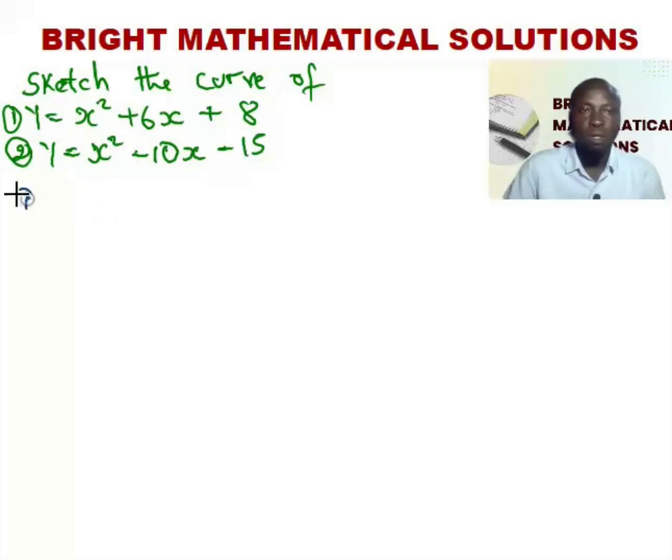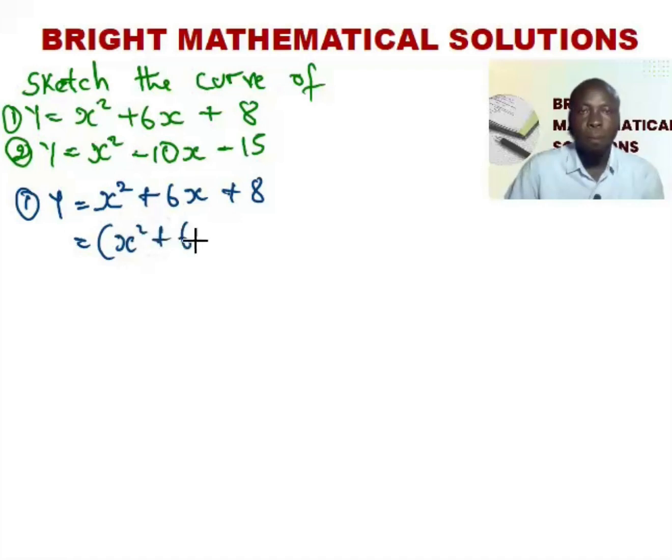In my last video I talked about completing the square, and it is that method we are still going to use to solve this particular expression. The first thing is to express this as a perfect square. This will become x squared plus 6x plus 8.